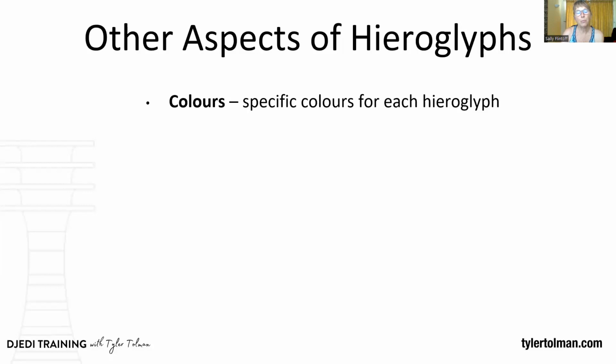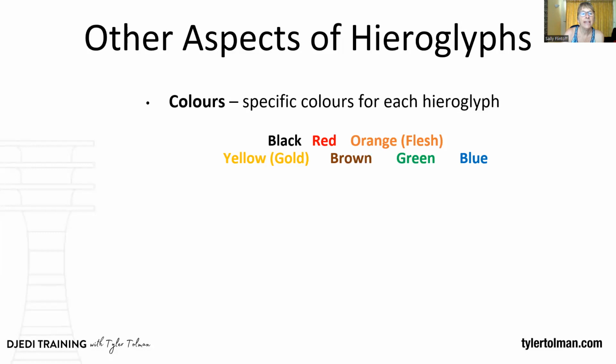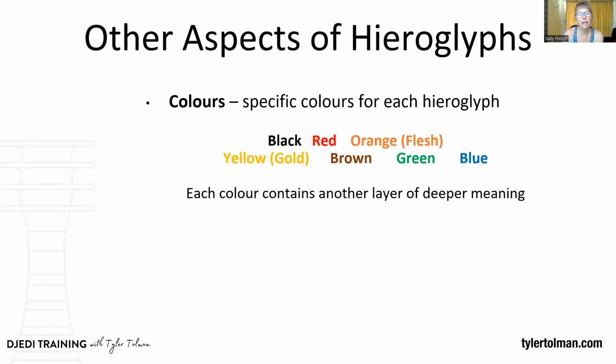So other aspects of hieroglyphs worth noting are colours. Specific colours are used for each hieroglyph, and the colours are black, red, orange or flesh coloured, yellow or maybe gold, brown, green and blue. Every hieroglyph is assigned a specific colour, and the colour is important because each colour contains a deeper layer of meaning. We're not going to go into the colours today.